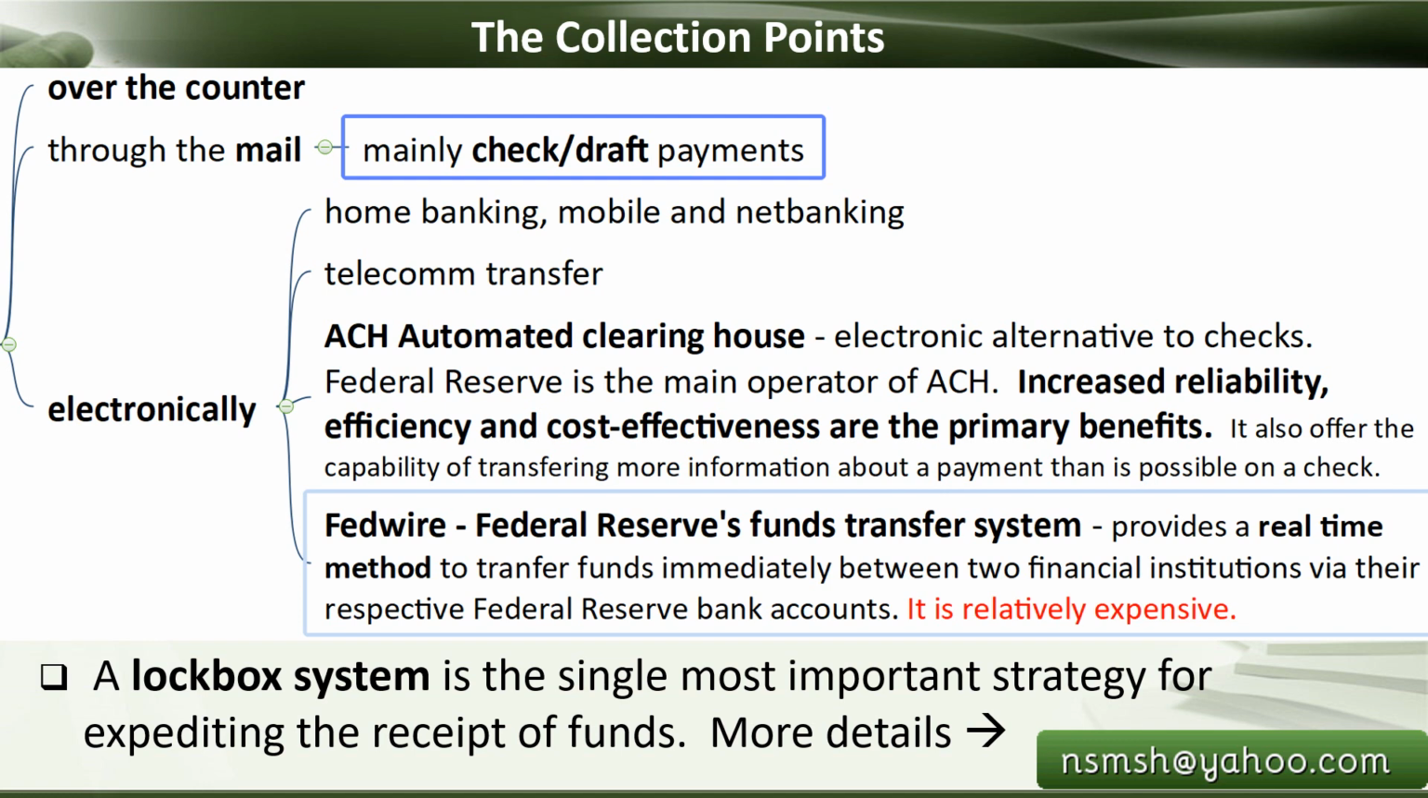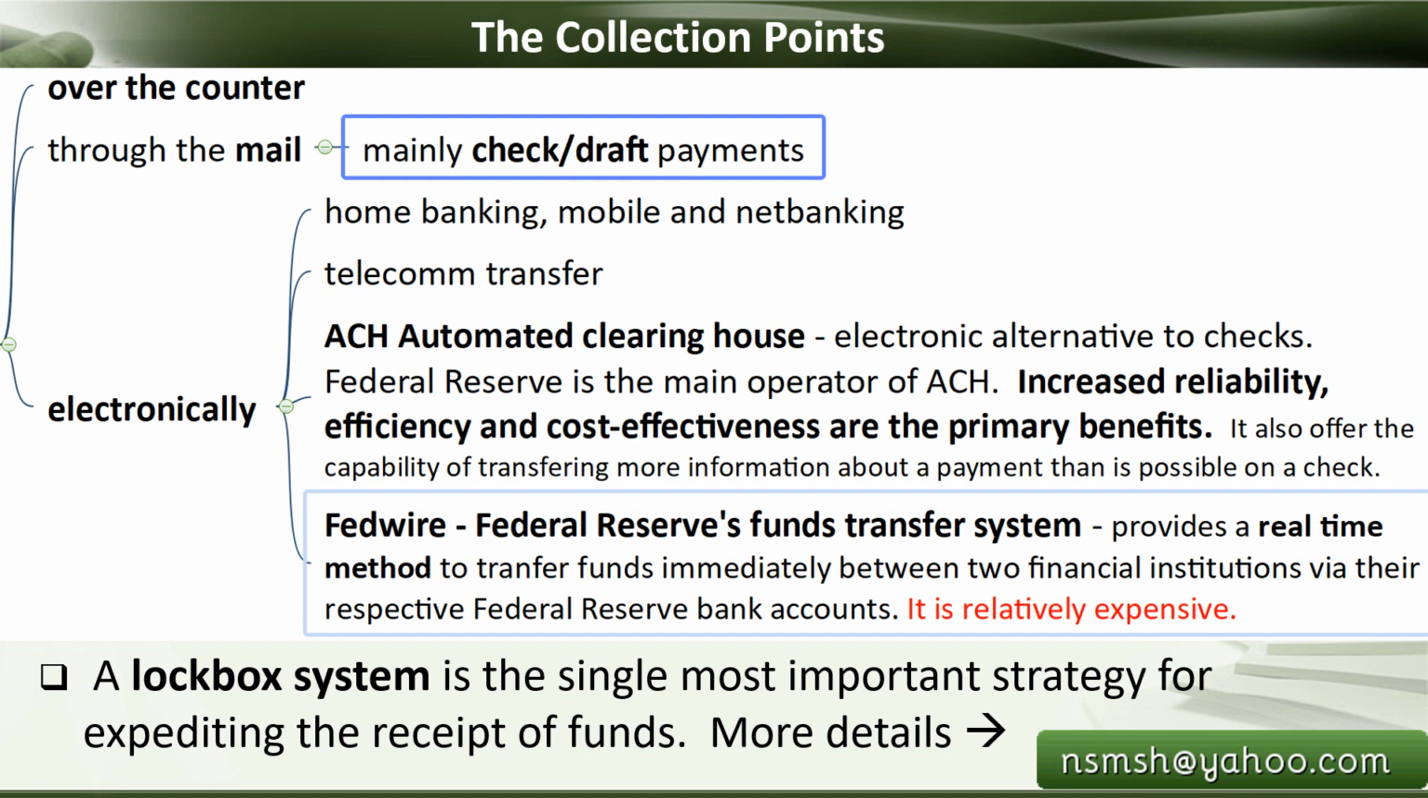In a check, you normally have the payee, signature, date, amount, and not more than that. But in the automated clearing house arrangement, a lot more information can be added in the voucher. I mean, in the electronic ticket.